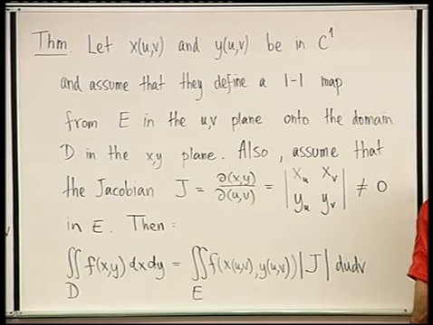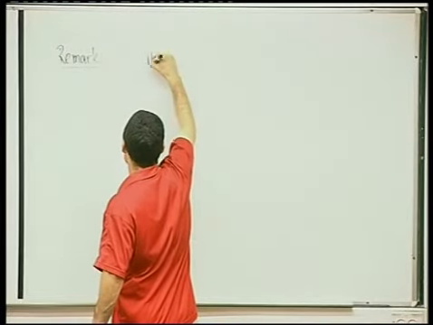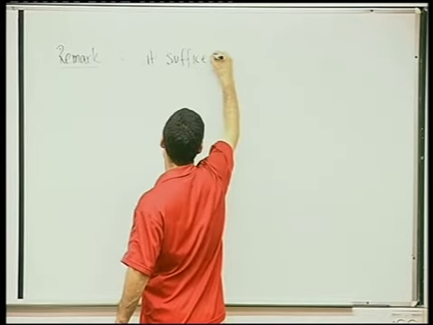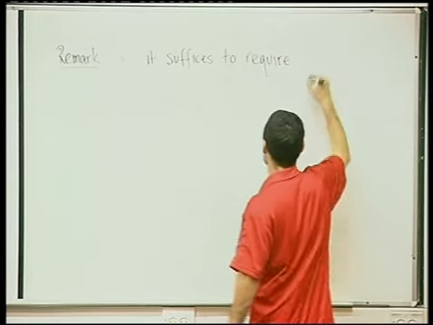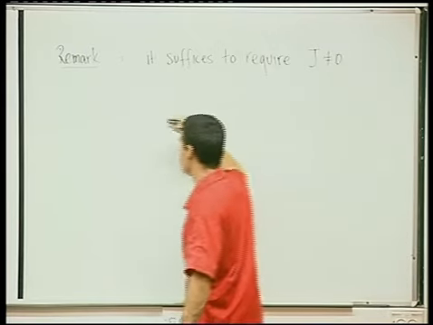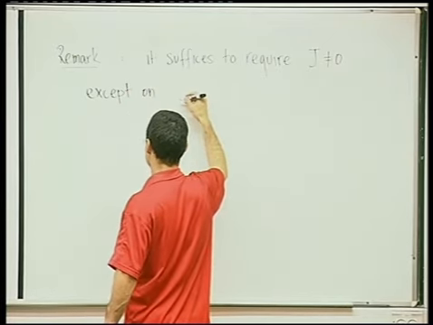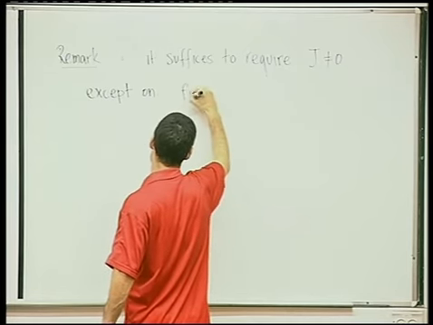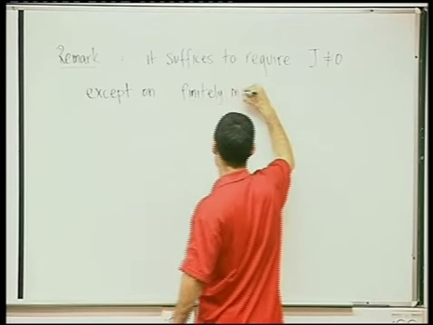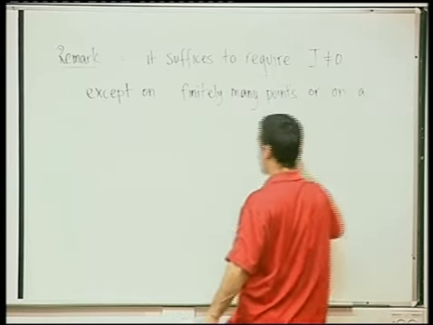Maybe I'll write it down. So remark. It suffices to require that J is non-zero except on finitely many points or on a curve.